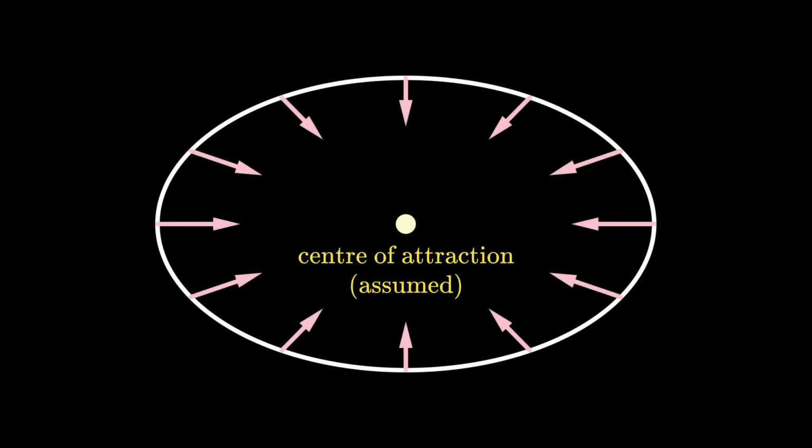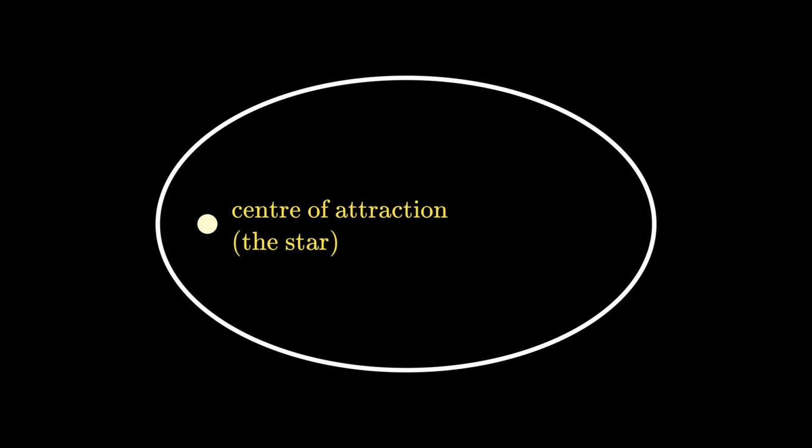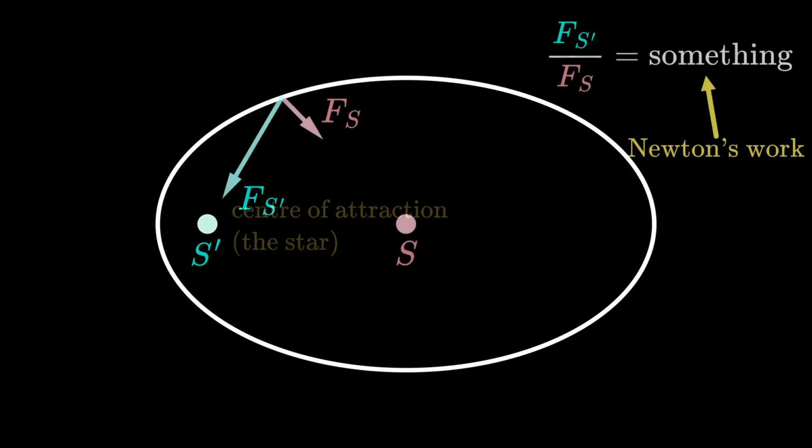If we take the center of the ellipse to be the center of attraction, Newton worked out that the centripetal force has to be proportional to distance, that is, Hooke's law. But we know the center of attraction should be the star, which is at the focus of the ellipse, so we can use the formula for the force ratios derived earlier. One center gives Hooke's law, and the formula will tell you the other center gives the inverse square law. This is how the two forces connect.